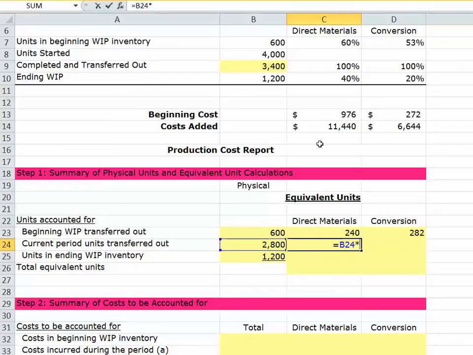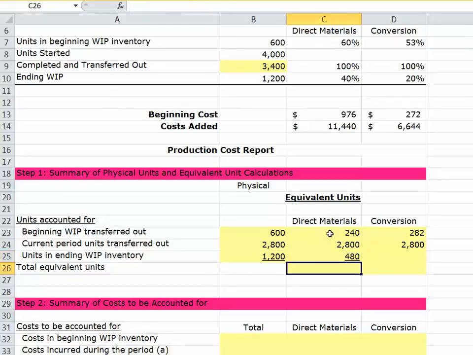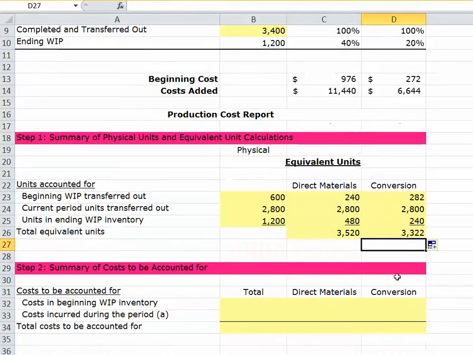Anything that we current period started and transferred out, we're 100%. So the 2,800 times 100%, and again the 2,800 times 100%. Our ending work in process, we've got 1,200 units, and those are 40% complete with respect to direct materials. So we have 480 equivalent units, and they're 20% complete with respect to conversion. So we only have 240 units there. And we can add up and calculate our total equivalent units for the period, 3,520 for direct materials and 3,322 for conversion costs.